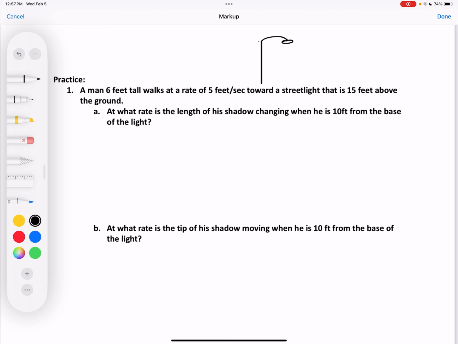So I got my little street light here. Don't judge my drawings. And then I've got my little dude. He's 6 feet tall. He's not really little.